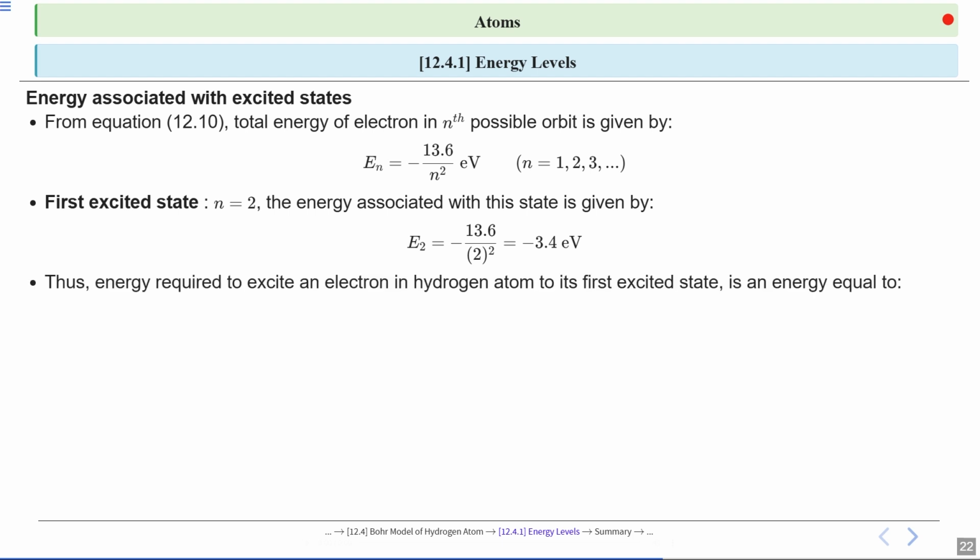So how much energy does it take to move an electron from the ground state to the first excited state in a hydrogen atom? We find this by subtracting the energy of the ground state from the energy of the first excited state. This difference tells us the energy needed to excite the electron. Doing the calculation, E2 minus E1 is negative 3.4 minus negative 13.6, which equals 10.2 electron volts. This means it takes 10.2 electron volts to excite a hydrogen atom's electron from the ground state to the first excited state.